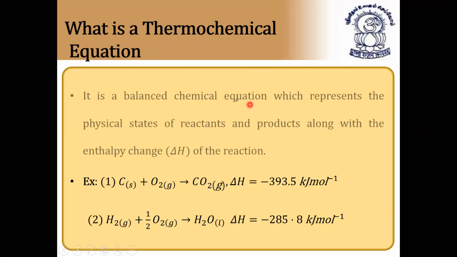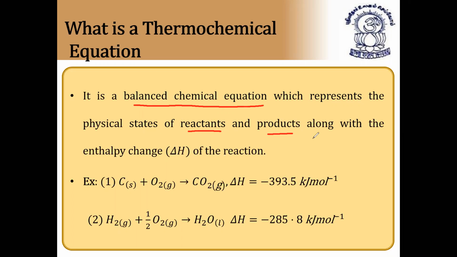Now, what is a thermochemical equation? It is a balanced chemical equation which represents the physical states of reactants. Very important point here is balanced chemical equation. If the equation is given, first we have to check whether it is balanced or not. It is a balanced chemical equation which represents the physical states of reactants and products along with the enthalpy change of the reaction. This is called a thermochemical equation.